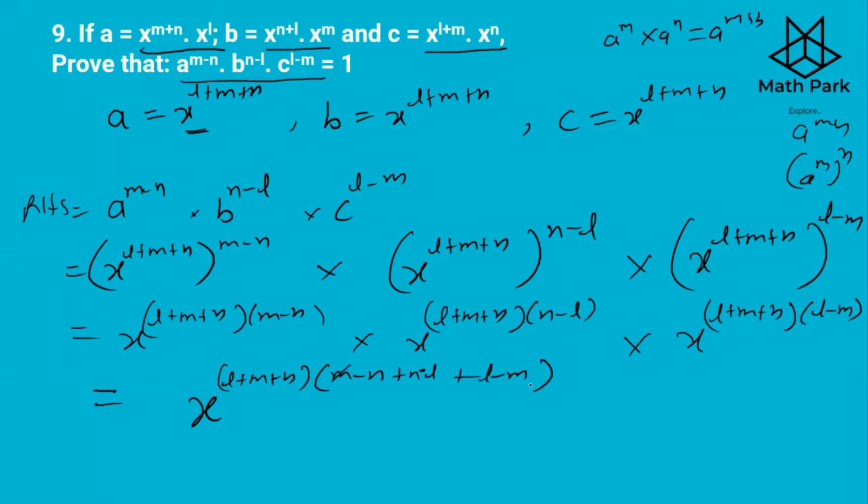Okay, so we get m minus m got cancelled, minus n plus n, minus l plus l. So we get this l plus m plus n into 0. So this becomes x raised to 0, which is equal to 1. Thus we have proved LHS is equal to RHS. Got it? The last question.